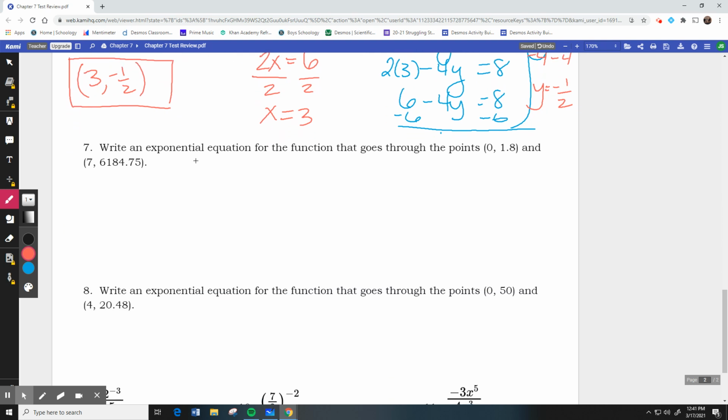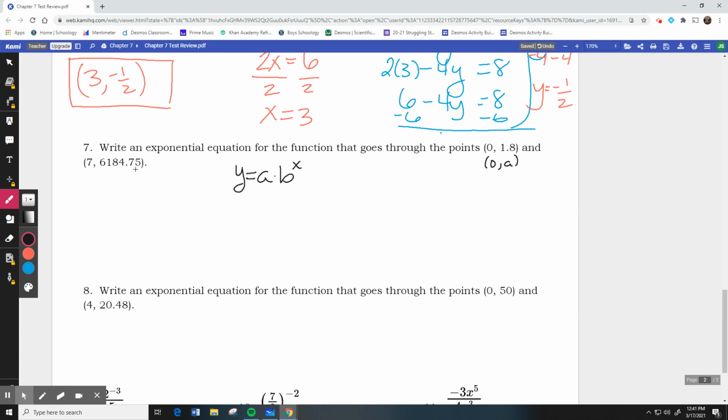All right, so then in 7 and 8, you're asked to write an exponential equation. So sort of like we had to do when we had the tables, but now you're given ordered pairs. So instead of the table, you're given ordered pairs. So you're given that it goes through the point 0, 1.8, and 7, 6,184.75, which you're probably looking at saying, ugh, that's a nasty number. But when we want to write an equation that's exponential, I need the a and the b. And this is my y-intercept, right?